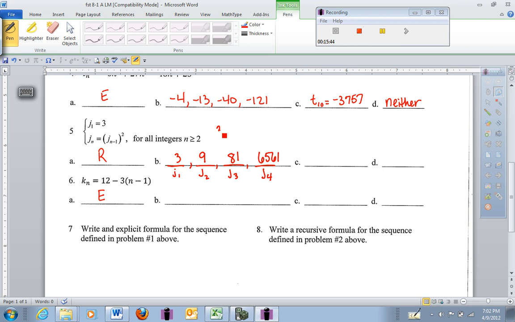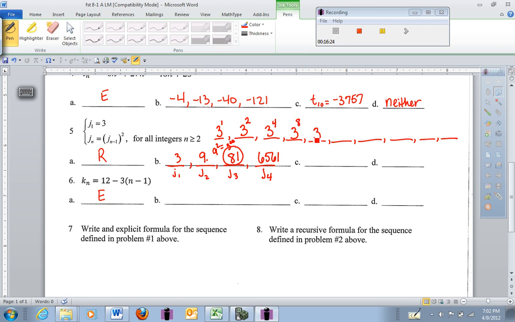The first term was really 3 to the first, wasn't it? Okay, the second term, 9, is really 3 to the second power, isn't it? The third term, 81, is 9 squared, but 9 squared would be 3 squared squared, which would be 3 to the fourth. Making this one, what's happening to my powers here? 1 doubled to 2, 2 doubled to 4.